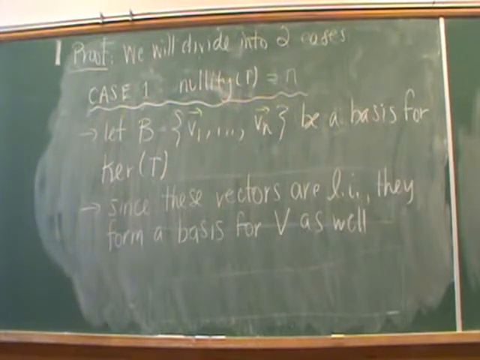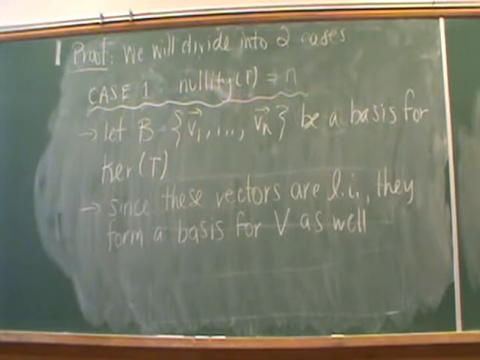To prove the dimension theorem for linear transformations, we're going to divide the proof up into two cases. The first case we're going to look at is that the nullity of our linear transformation is equal to n. That means that the dimension of the kernel is equal to n, or that the kernel needs n basis vectors. I'm going to represent that basis as capital B, so V1 up to Vn is the basis for our kernel.